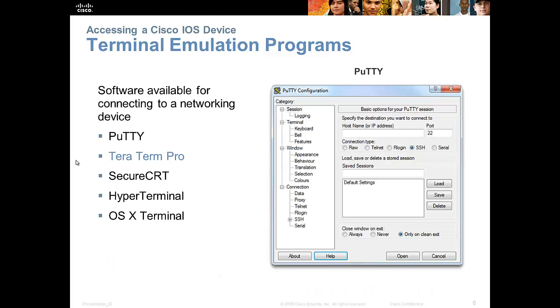Terminal emulation programs. These are small programs you would need on your device, your PC, to connect to the router. For instance, PuTTY, P-U-T-T-Y. Here's a picture of the config page of PuTTY. Tera Term Pro, which is what we use in our classroom. SecureCRT is another one. HyperTerminal, that was back with Windows XP. OS X Terminal if you're using a Mac.